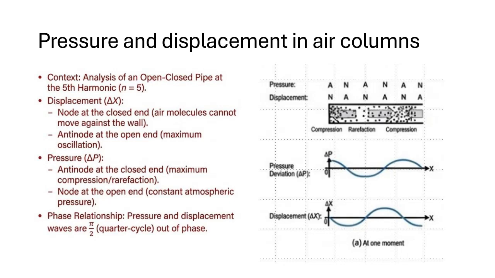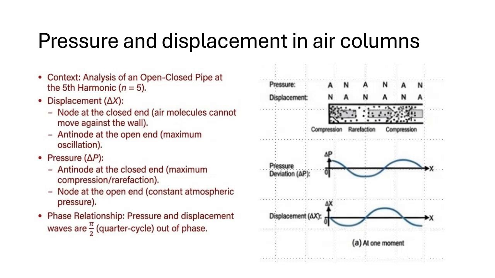When we look at an open-closed pipe at its fifth harmonic, the displacement of air molecules shows a node at the closed end because the molecules can't move against the solid wall, and an antinode at the open end where the movement is at its maximum. In terms of pressure, the pattern reverses. There's an antinode at the closed end where pressure variations reach their peak with maximum compression and rarefaction, while the open end holds a pressure node where the pressure stays constant and equal to atmospheric pressure.